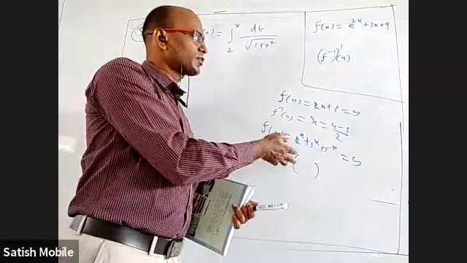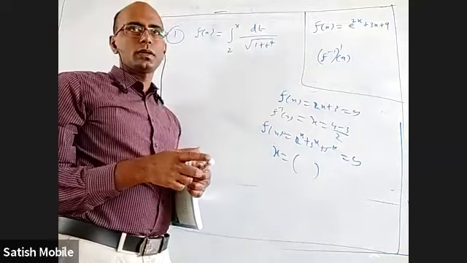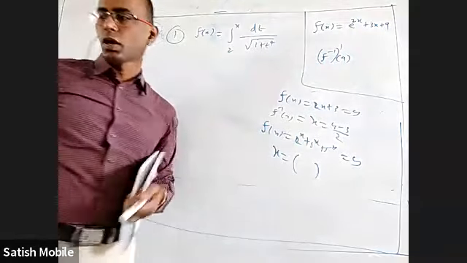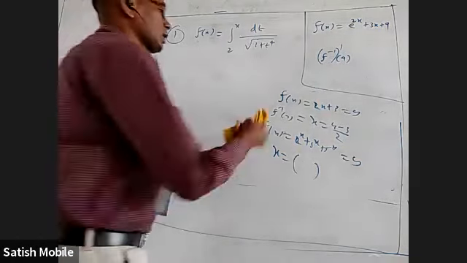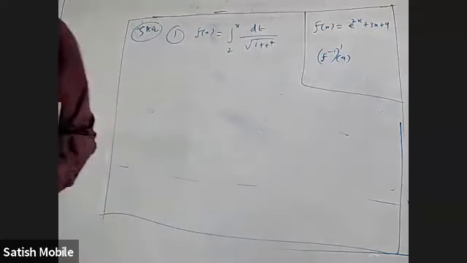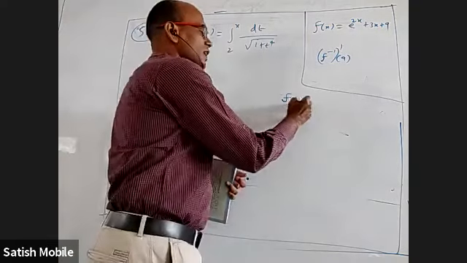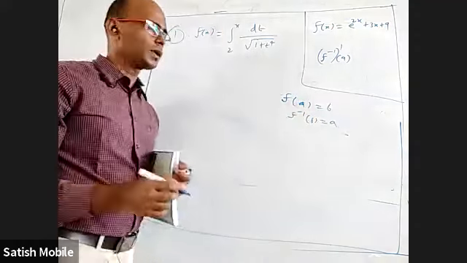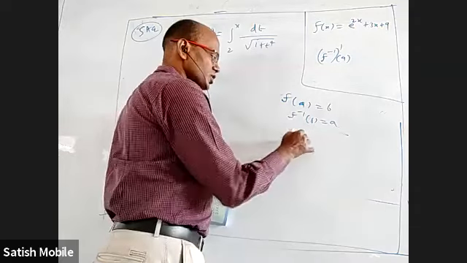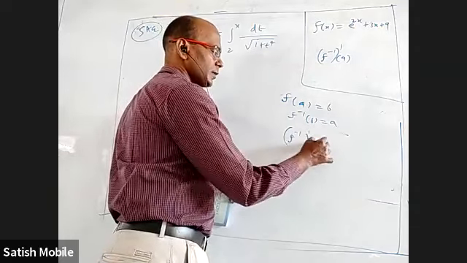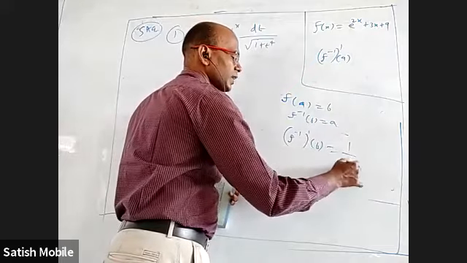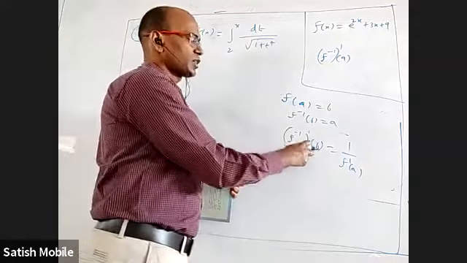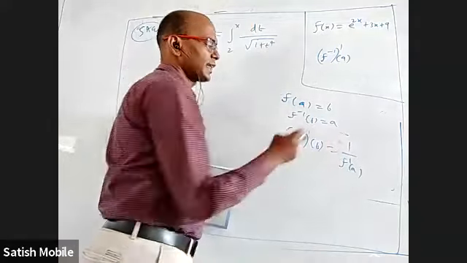If you are not able to find the inverse function, how are you going to find the derivative of that? We cannot find it in general, but at a specific number it can be found. How is that? If f of a is equal to b, we know f inverse of b is equal to a. Then the derivative of f inverse at b is nothing but 1 by f dash of a. The derivative of the inverse function at b is the reciprocal of the derivative of the original function at a.